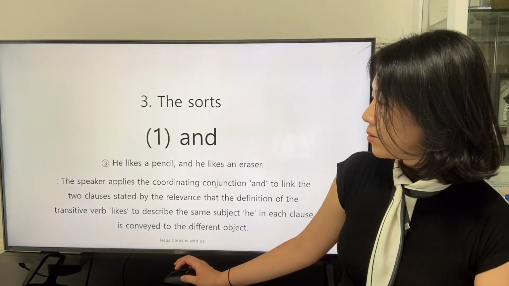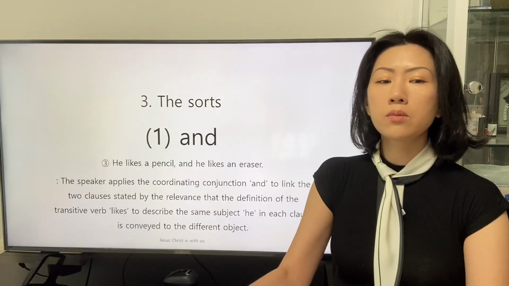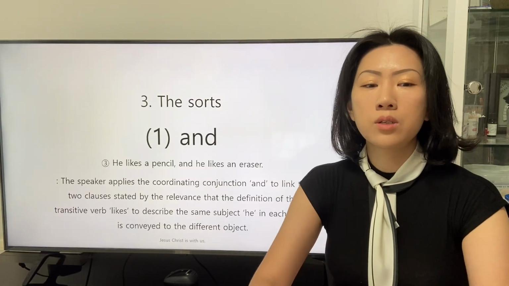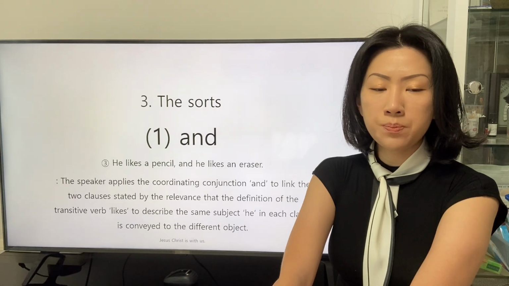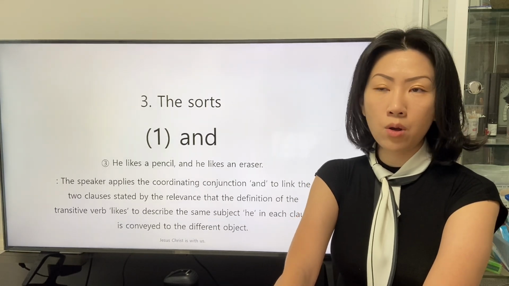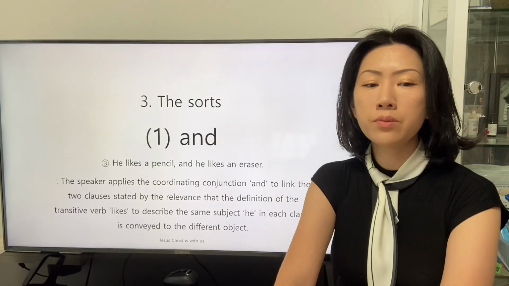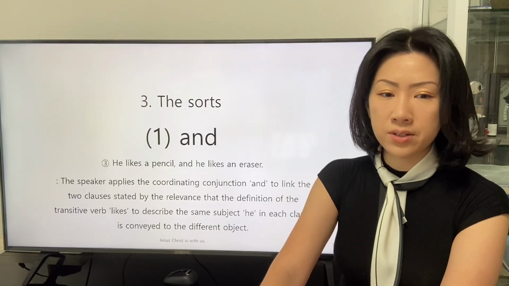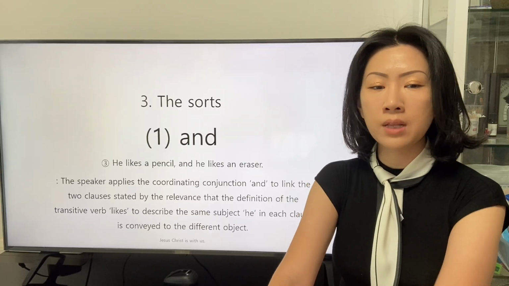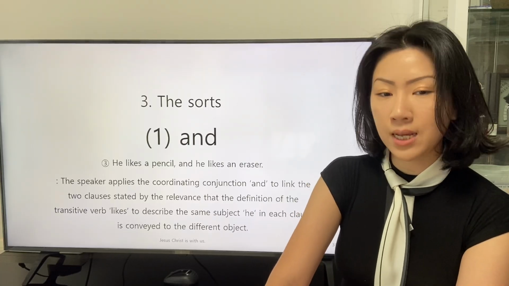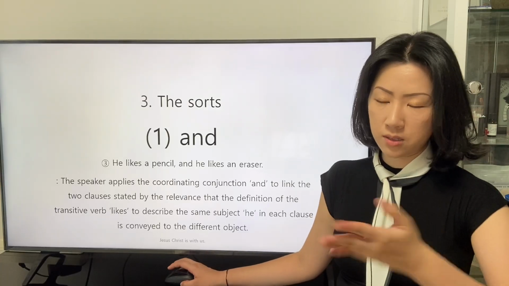There is the third example. It's a sentence. He likes a pencil and he likes an eraser. The speaker applies the coordinating conjunction and to link the two clauses, stated by the relevance that the definition of the transitive verb likes, describing the same subject he in each clause, is conveyed to the different object.